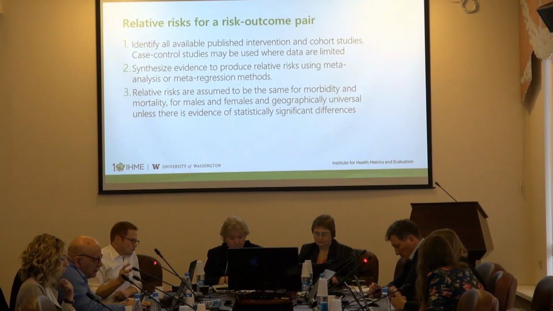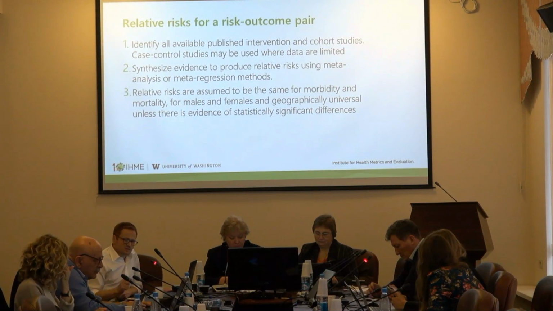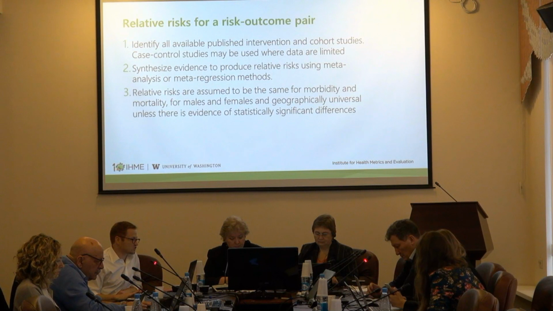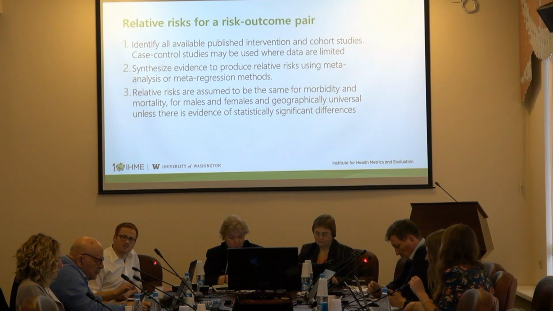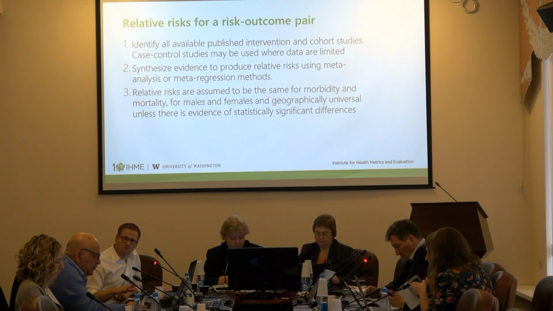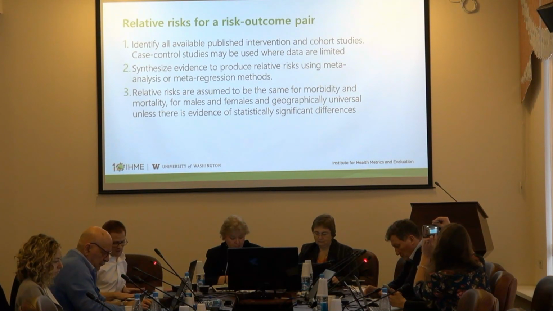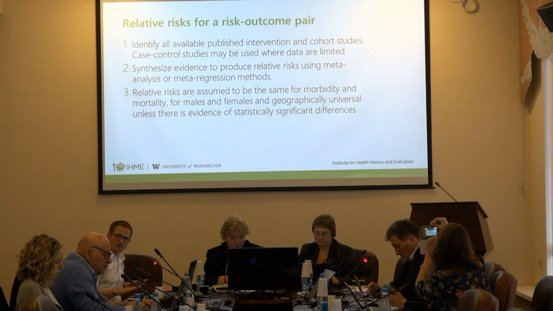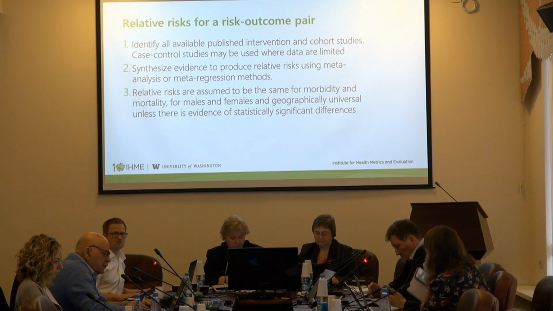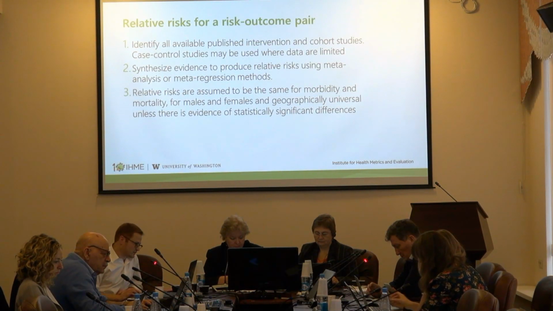As a general rule, we assume that relative risks are the same for morbidity and mortality, for males and for females, across the world, unless we see evidence that that's not the case. So if we have studies looking at relative risks for morbidity and mortality, and they suggest significantly different relative risks, we'll model those separately. If we don't see evidence that they're different, we model them all together.